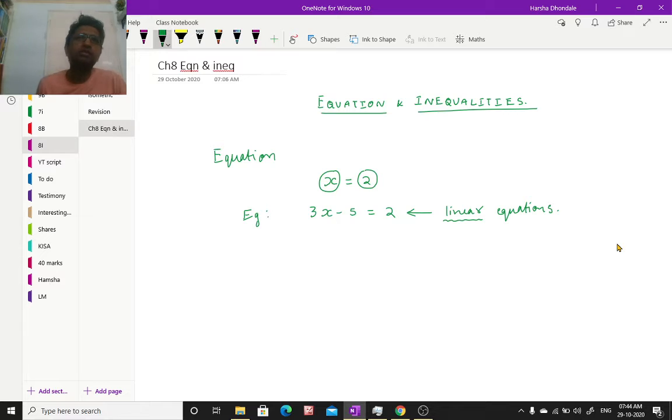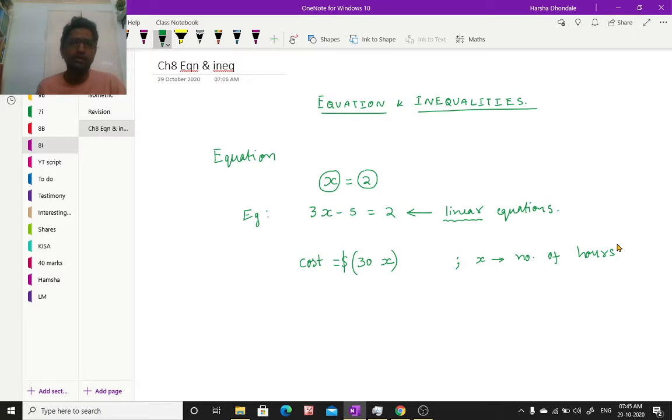There are many practical applications of linear equations. I would like to give you one example. Let us consider a carpenter who charges $30 for 1 hour of work. If he works for 2 hours, then he'll be charging 30 plus 30, or 30 into 2, which is $60. So you can write it like this: cost equals 30x, and here x means number of hours. If he works for 1 hour, it will be 1 into 30 dollars. If he works for 2 hours, it will be 30 into 2, which is $60.